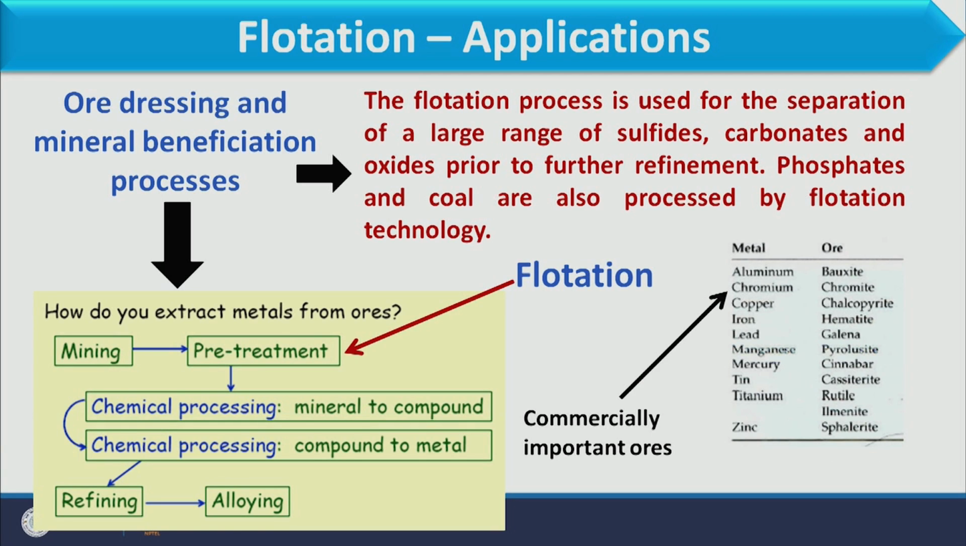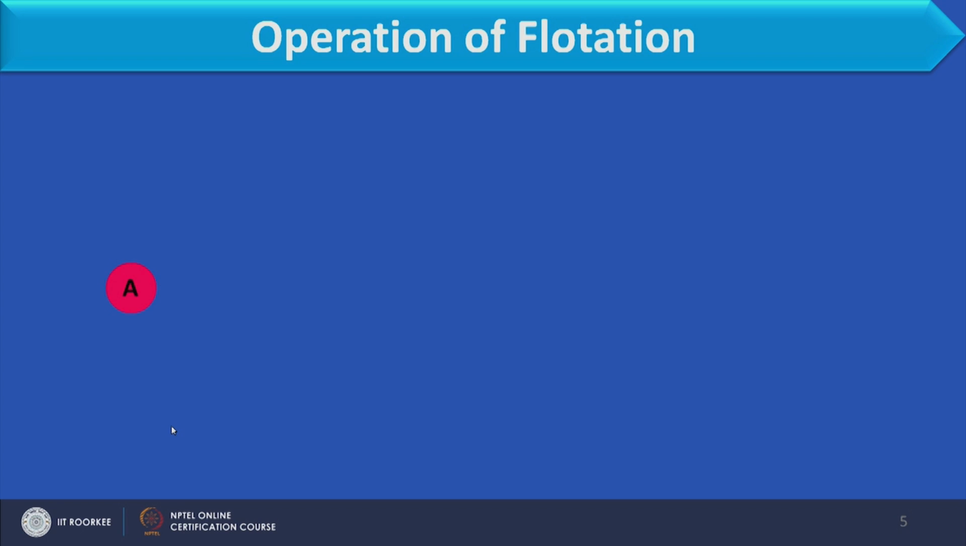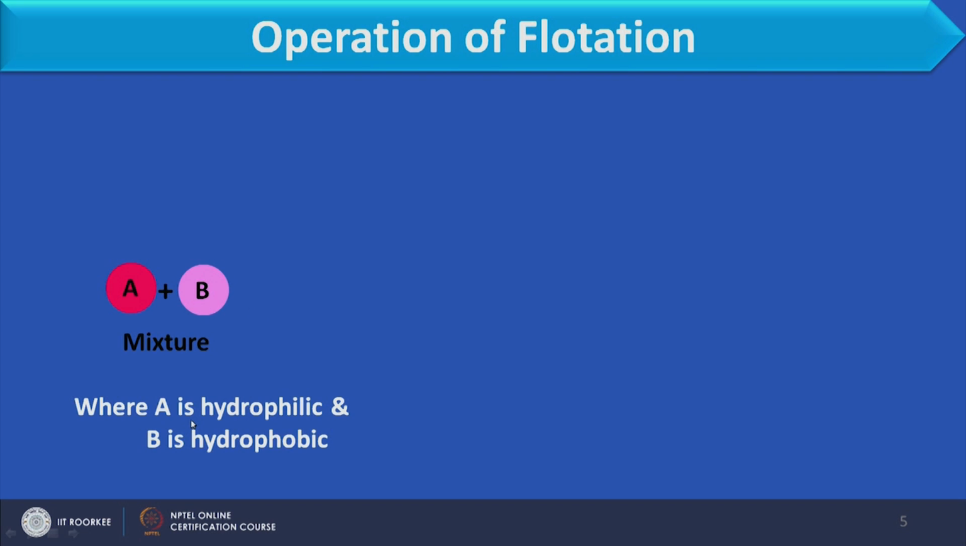Now, as far as operation of flotation is concerned, here through this slide I will speak about the operation which is involved in flotation. So, if you see this slide, here I am having material A and material B. To demonstrate the flotation process, I am considering binary mixture, and here we have taken material A as well as B. These materials should be mixed before starting the operation. So, where A is hydrophilic and B is hydrophobic.